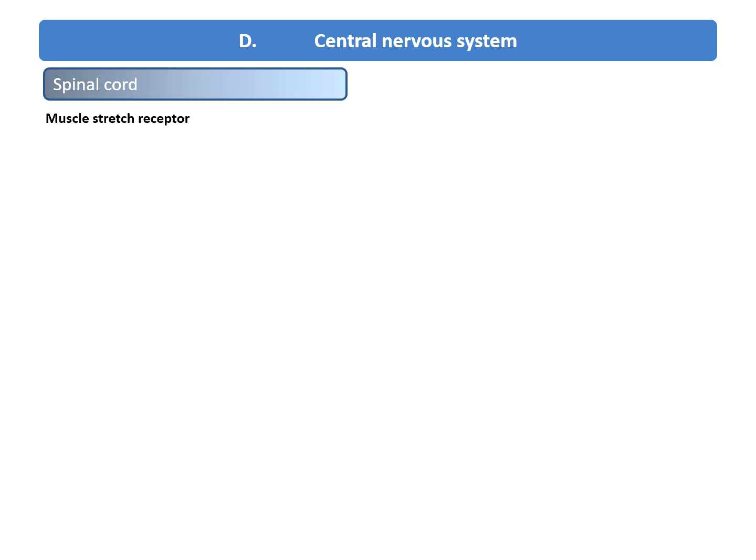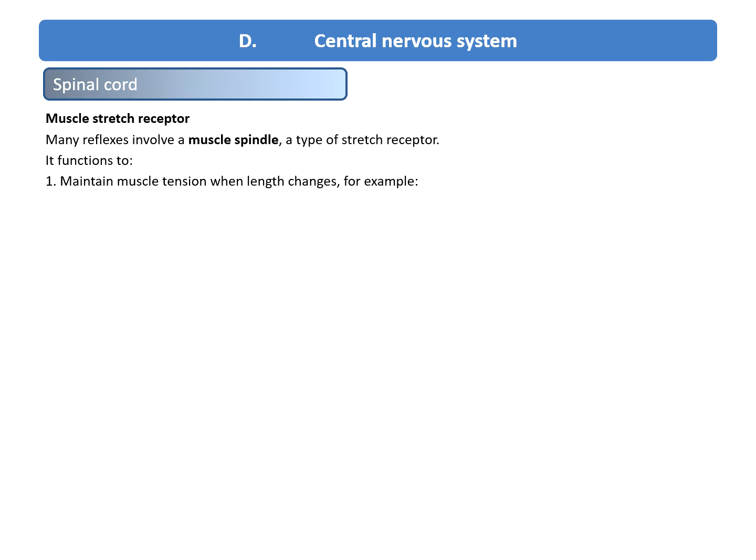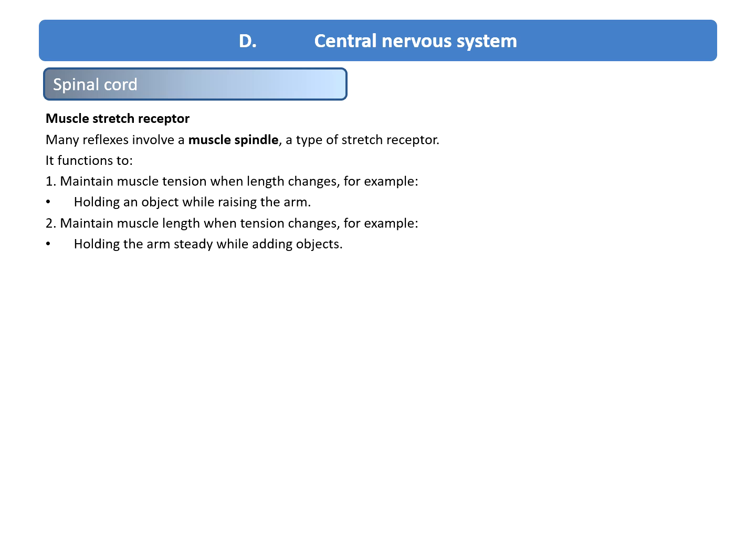Let's look at muscle stretch receptors. Many reflexes involve a muscle spindle, a type of stretch receptor. It functions to maintain muscle tension when length changes. For example, holding an object while raising the arm. It also maintains muscle length when tension changes. For example, holding the arm steady while carrying weight.